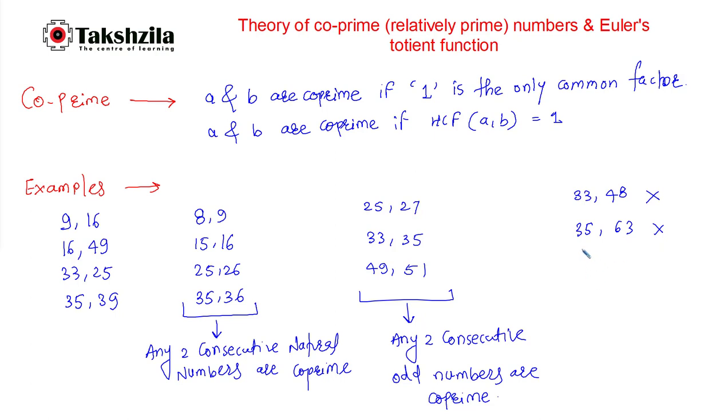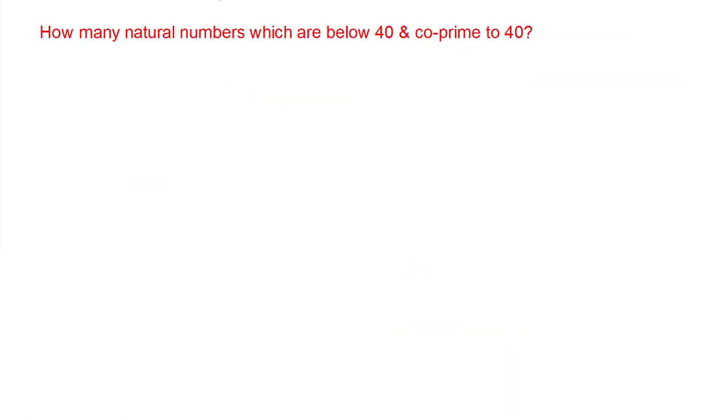Now let's have a look at questions related to co-prime numbers. The first question is: how many natural numbers below 40 are co-prime with 40? There is a direct formula to find this, but before that let's do this question manually. Over here we are talking about the number 40. We need to list all the natural numbers below 40, that is 1 to 39, which are co-prime to 40. So let's identify manually.